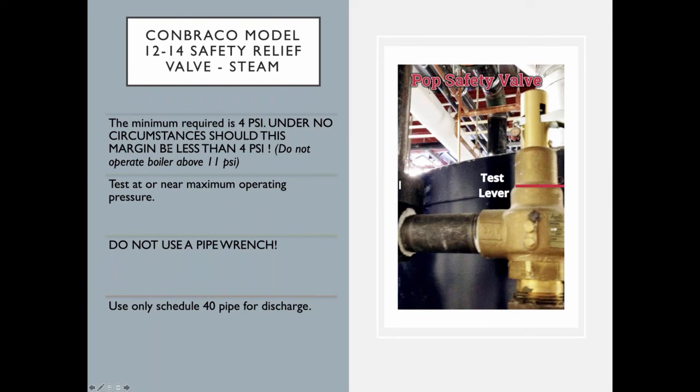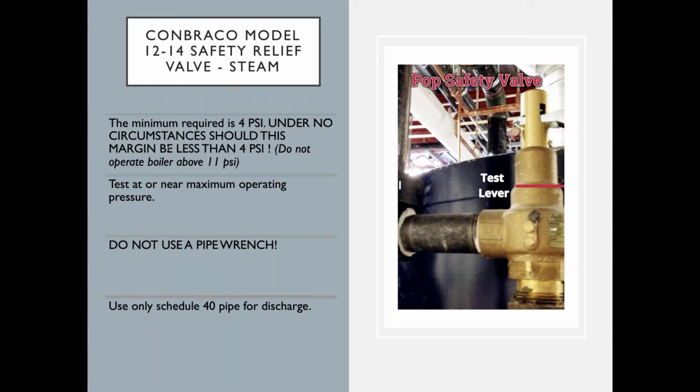Now, since I don't have a life and I read this stuff, one of the things that a lot of people don't understand, and we see this on boilers all the time, is take, for instance, the Combraco. It says that the minimum pressure required is 4 psi, and that means the margin. They don't want you running on a 15 psi relief valve. They don't want you running it above 11 psi, and they want you to test it at or near the maximum operating temperature or pressure. And if you have to replace it, in capital letters, it says, do not use a pipe wrench.